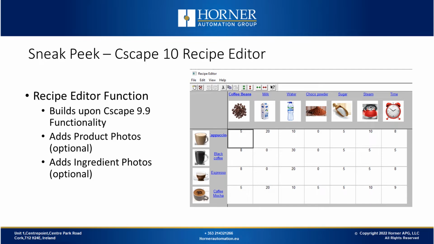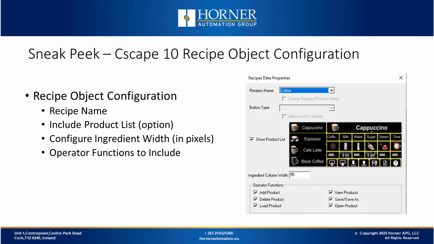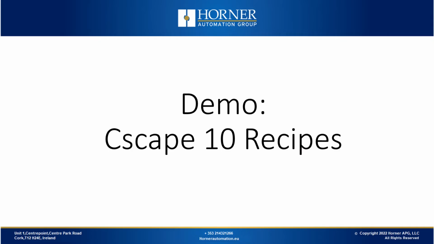The main thing that was added is the ability to add a graphic thumbnail for your products or your ingredients, or both. The dialog box that allows you to configure your recipe object and tie that to a specific recipe allows you to decide if you want to include that product list or not. It also gives you the ability to configure the width of the column for your ingredients. Then at the bottom you have the list of all the operator buttons that you can decide to include or not to include. Now let's begin our demo where I will show that recipe functionality in Cscape 10 that we were looking at.